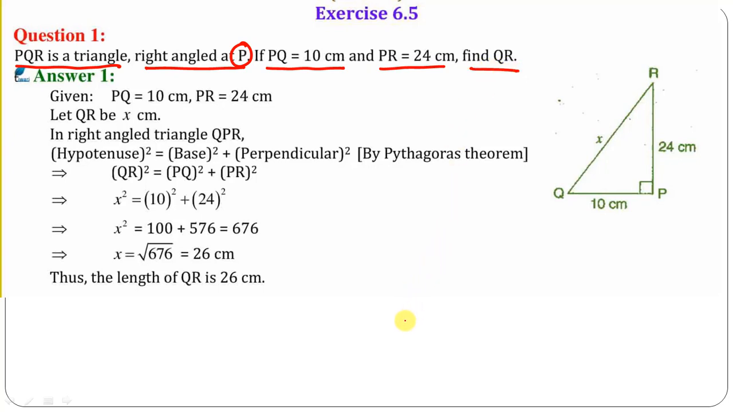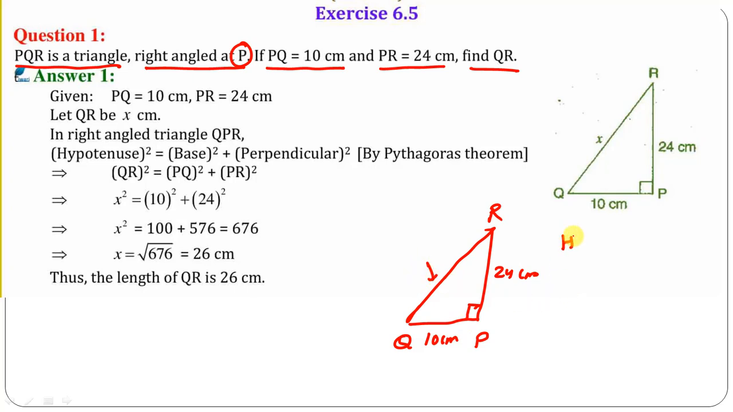First of all, we draw the diagram. So PQR is a triangle and the 90 degree angle is at point P. So this is point P. Suppose this is PQR. The value of PQ is given as 10 centimeter. The value of PR is given as 24 centimeter. You have to find the value of this hypotenuse.